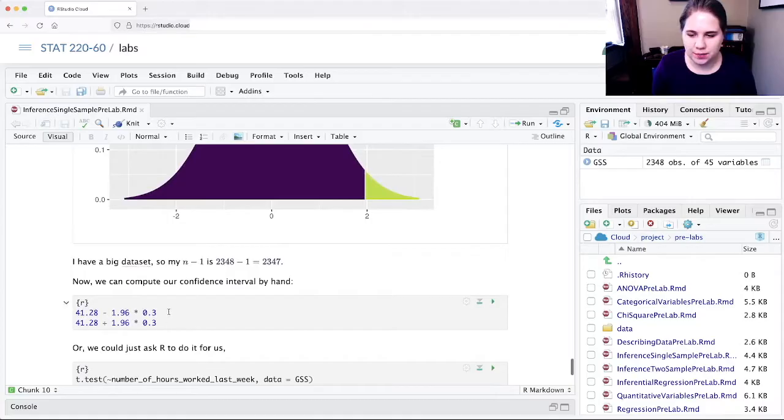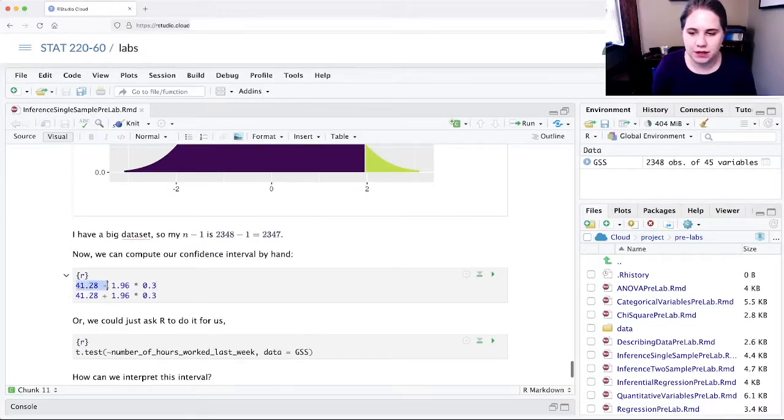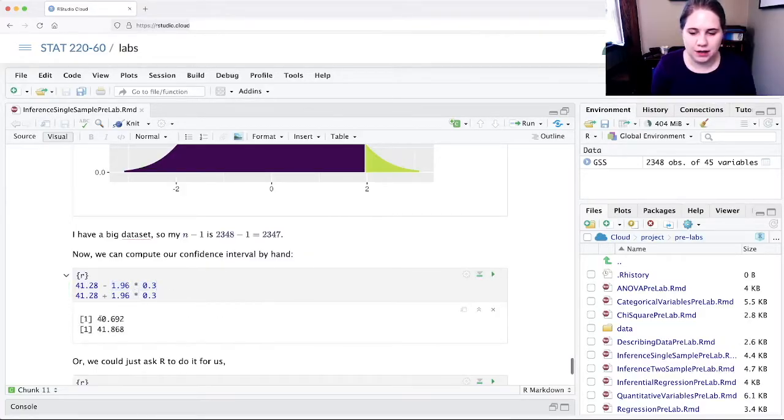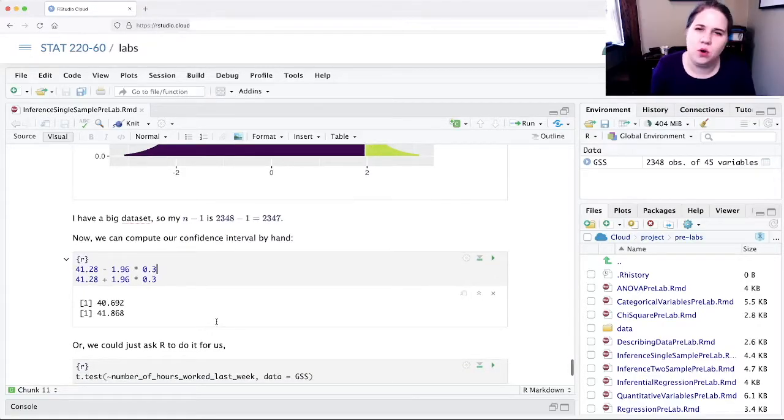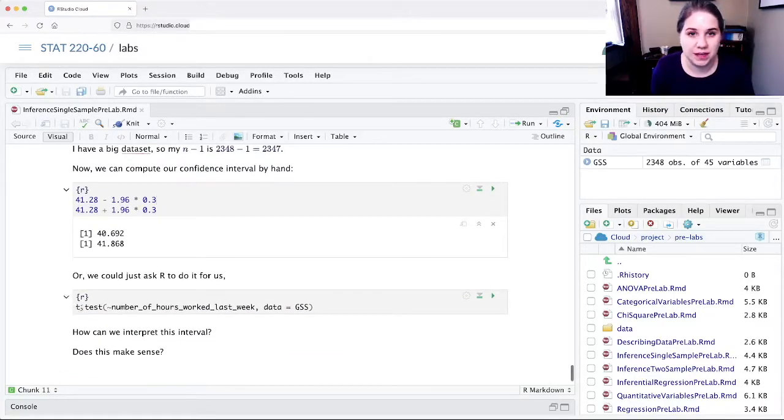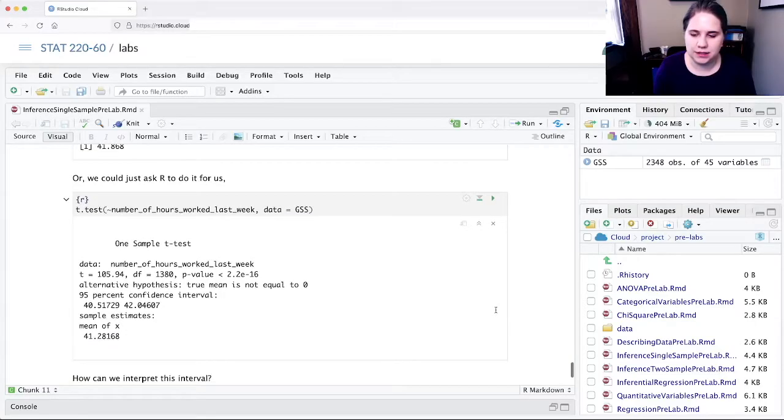So then we could compute the confidence interval by hand, our point estimate plus or minus the critical t value times our standard error. And it looks like it's 40.69 to 41.868. Or we could just ask R to do it for us. So in this case, we'd use a t.test. With the one proportion, we used a prop.test. Now we're using the t.test. And it works the same way: tilde, the variable name, comma, data equals, and the name of our data. And it gives me my sample estimate, the mean of x, and it says it is 41.28. And then it gives me the 95% confidence interval.